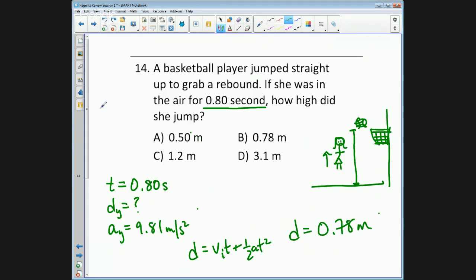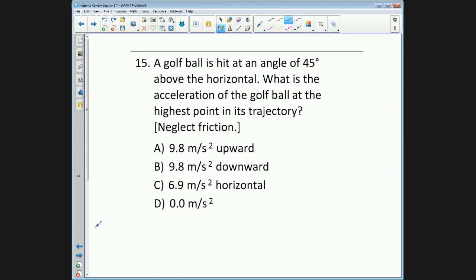Okay, sorry, getting distracted. Okay, number 15. A golf ball is hit at an angle of 45 degrees above the horizontal. What is the acceleration of the golf ball at the highest point in this trajectory?